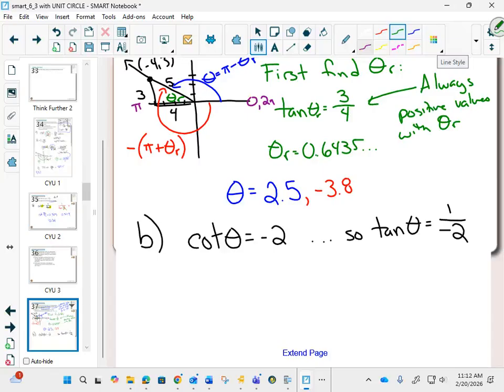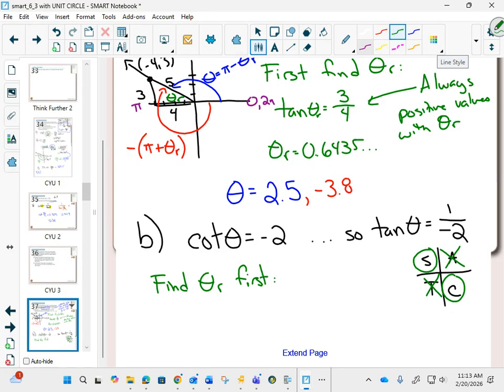And if tangent of theta is equal to negative 1 over 2, according to our CAST rule, tangent is negative in quadrant 2 and quadrant 4. We always start by finding our reference angle first. And our reference angle will equal, right? I have tan, so I want to do tan inverse. Very important here, though.